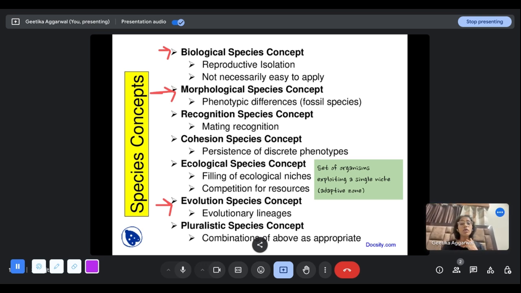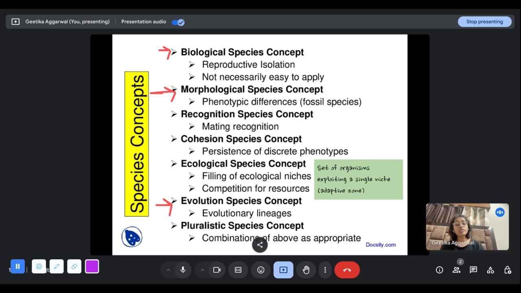They're thought of as belonging to the same species. So if there is a set of organisms and all of them are exploiting the exact same niche, or they are occupying the same adaptive zone, the exact same one, then they can be defined as belonging to the same species. So that's the ecological species concept. You're trying to fill in the ecological niches, and there is a competition for resources.